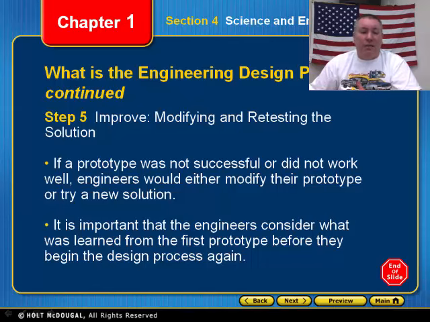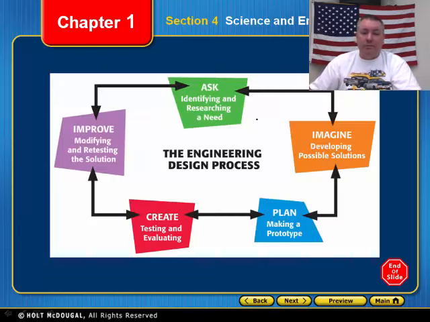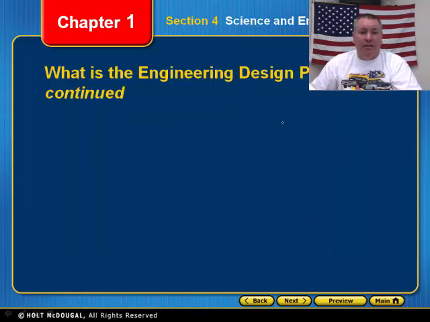If it was not successful or didn't work well, they can modify it. If it was good and they just want to make it better, they can do that as well. Again, this is your engineering design process. It starts off with ask, imagine, plan, create, and improve, the engineering design process.